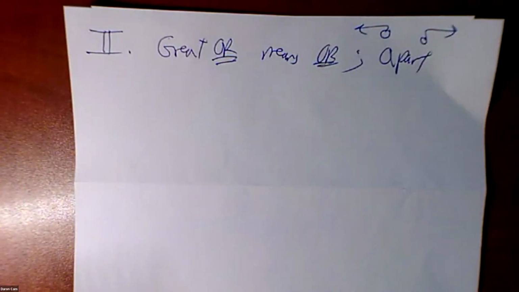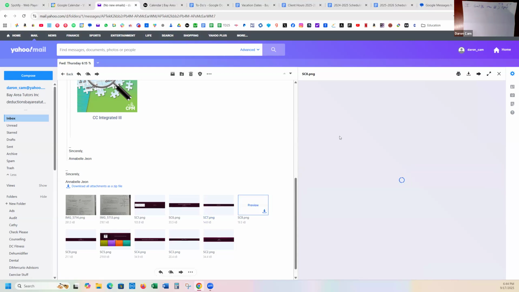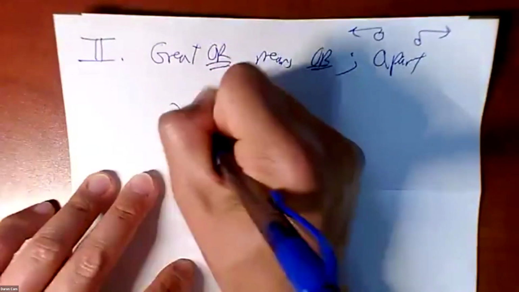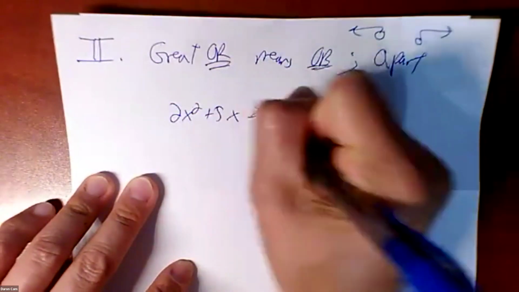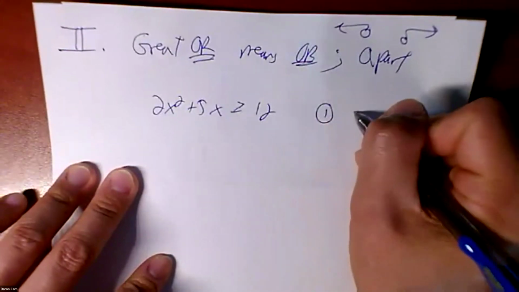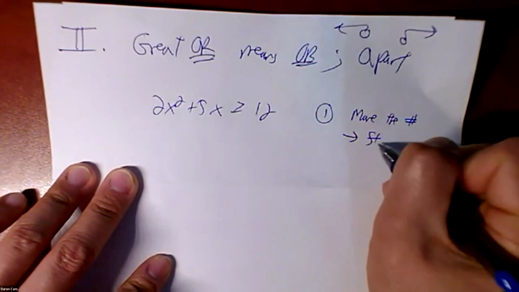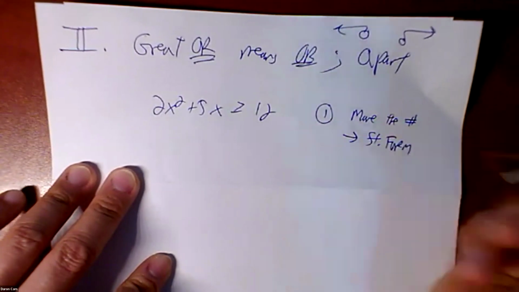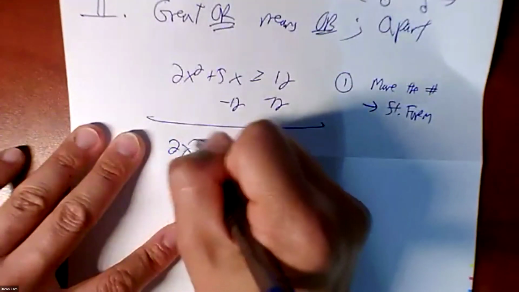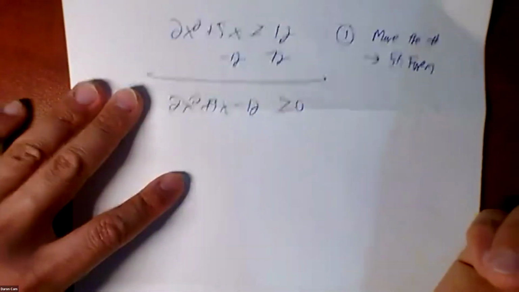Let's see if I can apply it to one of the problems that you sent me. This one, perfect. Okay, so we have 2x squared plus 5x is greater than or equal to 12. Okay, the first thing you want to do, your step 1, is to move the number. We want to put it into standard form, which is ax squared plus bx plus c. So what we're going to do is just minus 12 on both sides. So we have 2x squared plus 5x minus 12 is greater than or equal to 0.